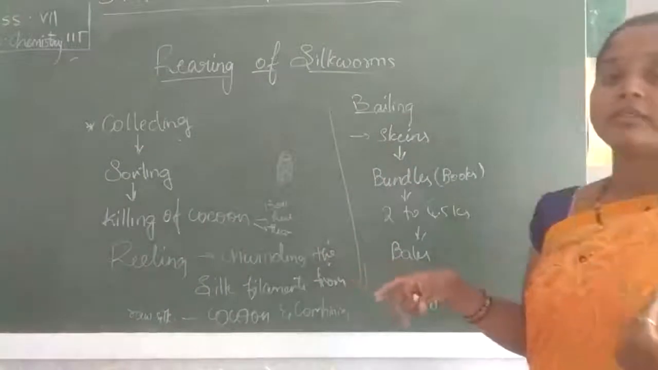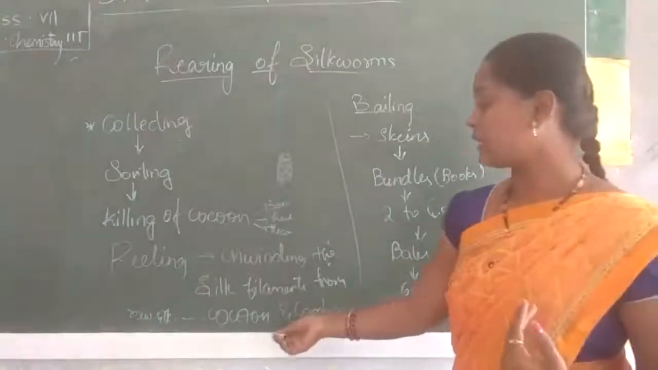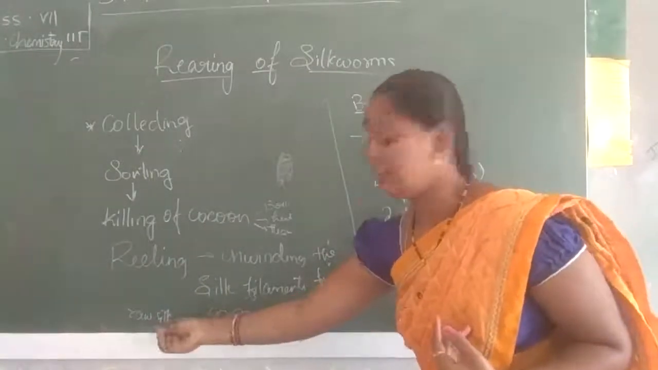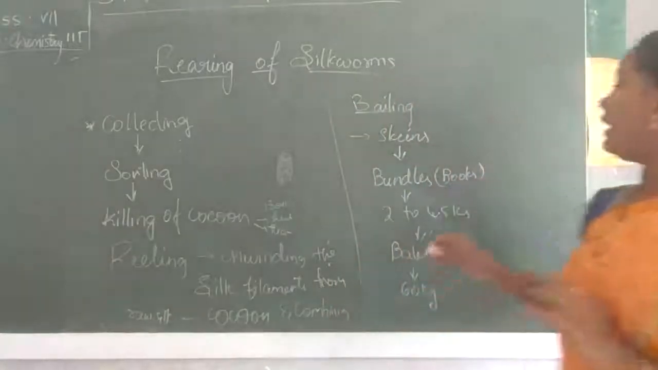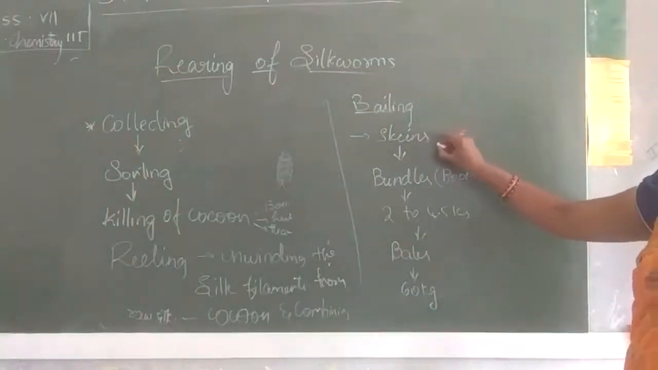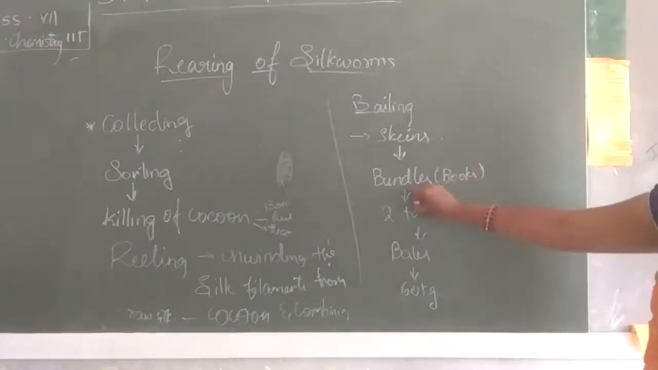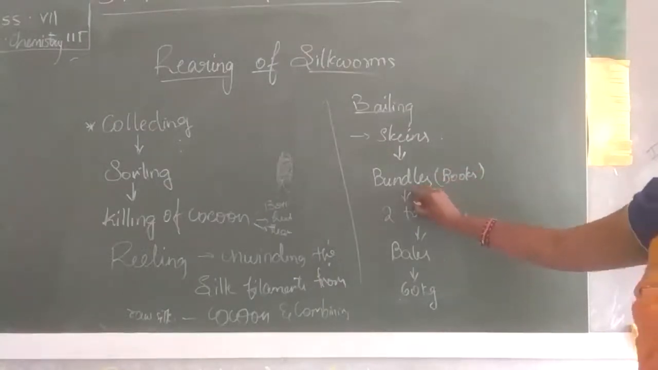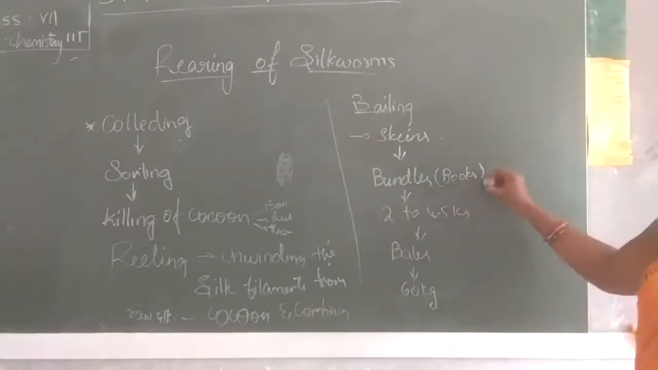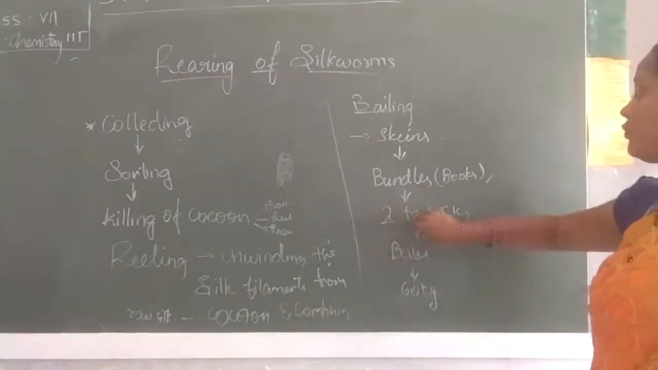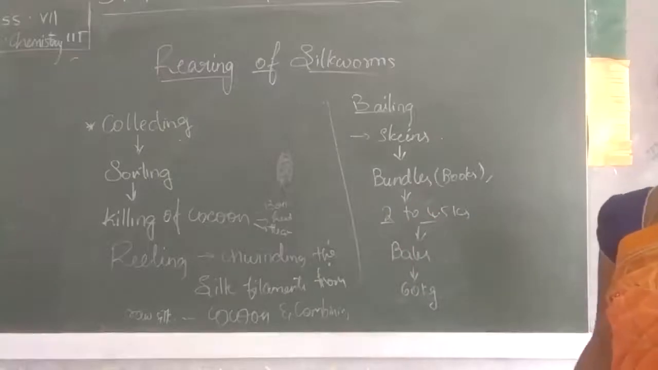Okay, how do we get thread? In the same way they are collected and it is called raw silk, and whatever reelings or filaments are there, they are made into skeins. Skeins are nothing but small bundles. Those reelings are made into bundles. Those bundles are called books. These books weigh up to 2 to 4.5 kgs.